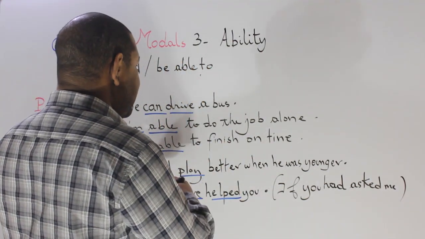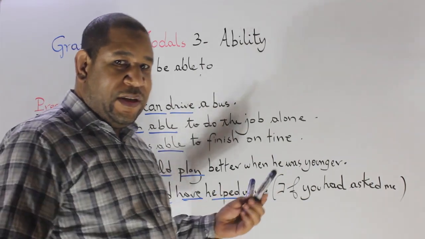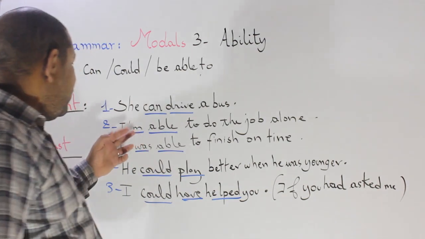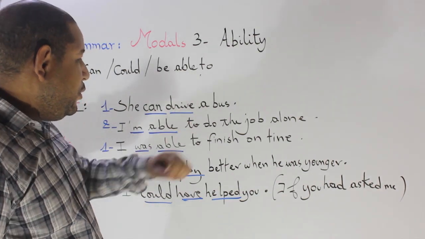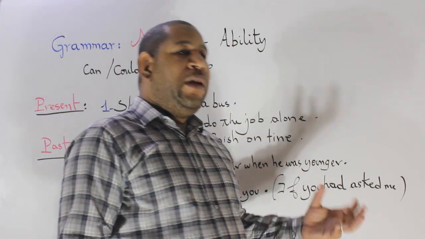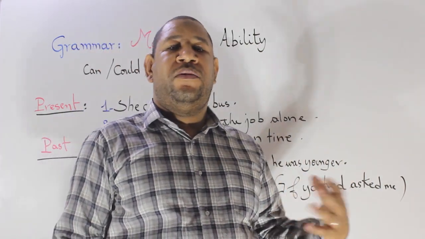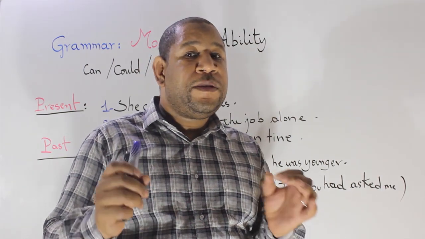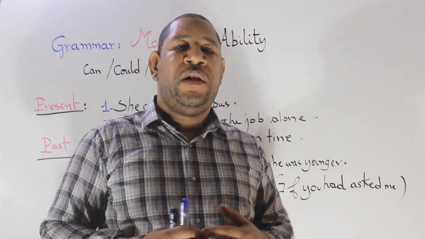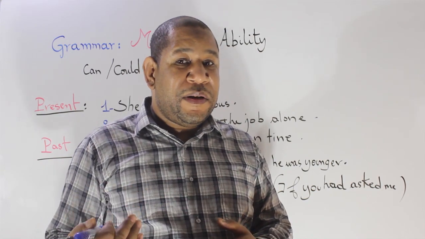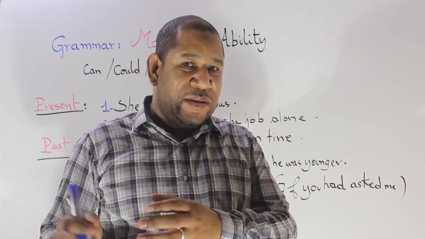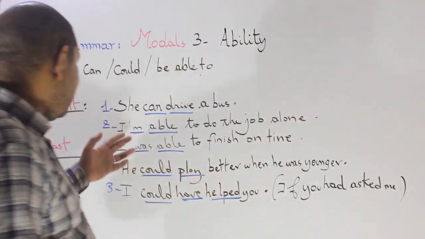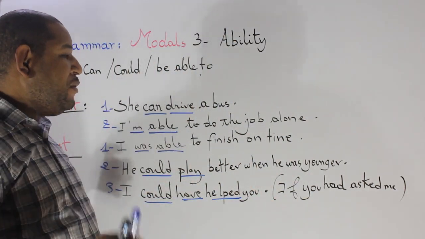We can add now if we want, but it's needless to add now because this is, as I say, a general. For I am able to do the job alone. Be able to, whether in the present or in the past, is generally used to refer to a specific ability. And sometimes, if it is used in the past, it means I succeeded in doing something, or I will succeed to do something. For example, this one, I am able to do the job alone.